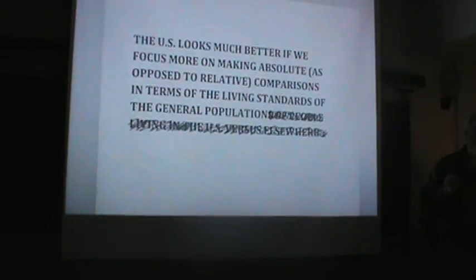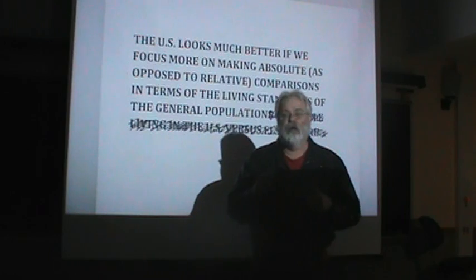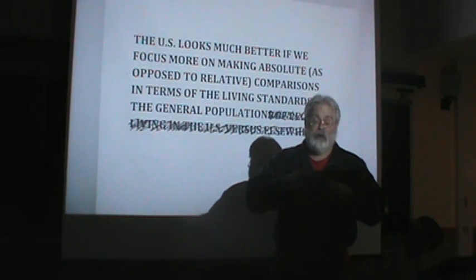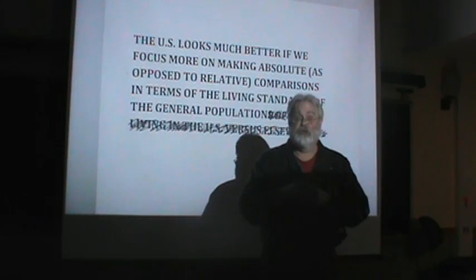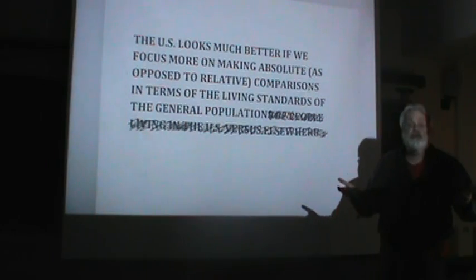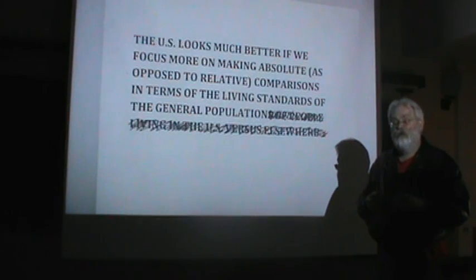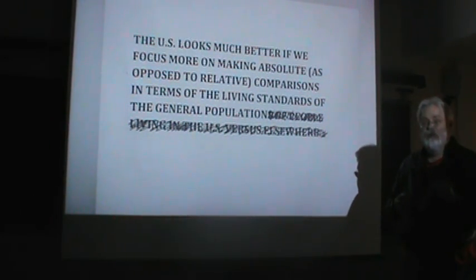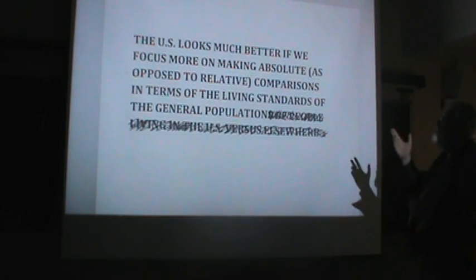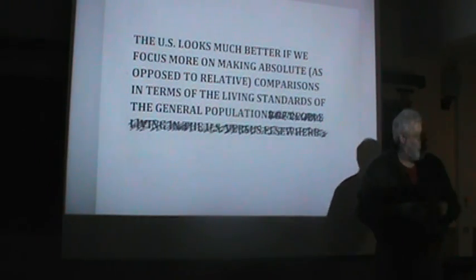So once again, the U.S. appears to have fairly high levels of relative income inequality. I have to stress the latter: relative income inequality, because you're looking at how income is distributed in a relative sense across a large population. That's not the same thing as talking about how much money the average person has, or for that matter, how much money the poorest people have. Those have more to do with absolute comparisons of living standards or income. The U.S. looks much better if we focus on making absolute as opposed to relative comparisons in terms of the living standards of the general population.